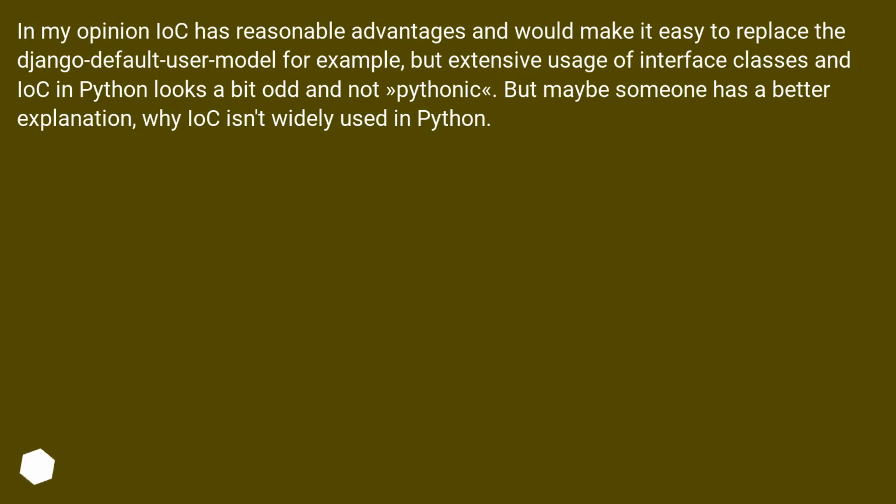In my opinion, IoC has reasonable advantages, and would make it easy to replace the Django default user model for example, but extensive usage of interface classes and IoC in Python looks a bit odd and not Pythonic. But maybe someone has a better explanation why IoC isn't widely used in Python.